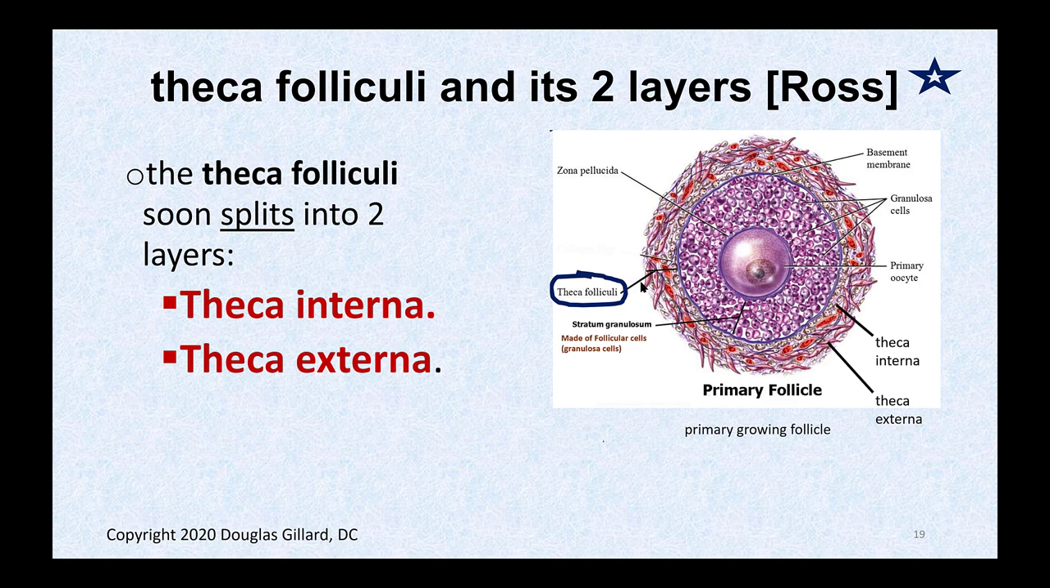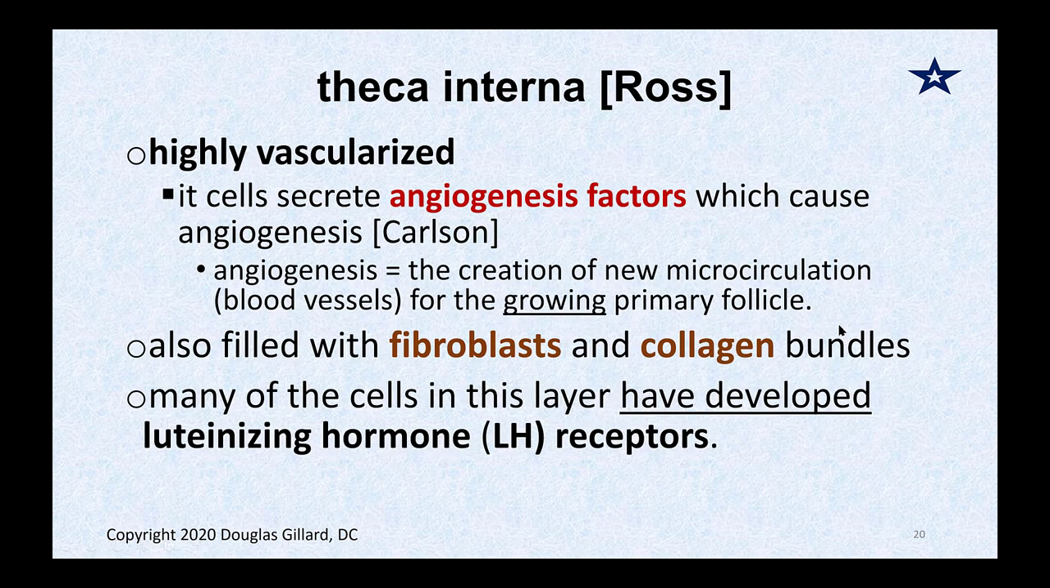All right, the theca folliculi soon differentiates into two layers, an inner and an outer. So we have a theca interna and a theca externa. Let's look at those. The theca interna is filled with blood vessels. In fact, the cells in there secrete angiogenesis factors, which allow for the development of a very extensive capillary microcirculation type setup, because we have to feed those growing cells. They need oxygen and glucose and everything. So that's where that comes from. There's also fibroblasts and collagen in there as well. Interestingly, a lot of the cells in this layer sprout luteinizing hormone receptors, which is the first we've seen of them. As we said, FSH and LH were secreted, but so far the LH hasn't been used, but now it can be used.